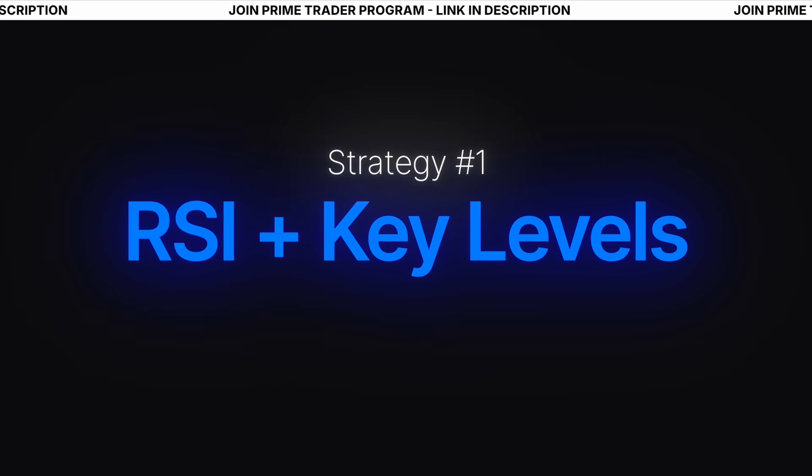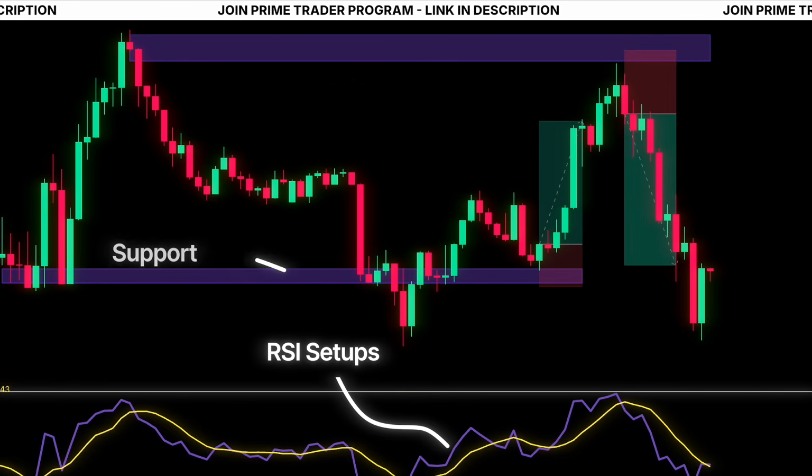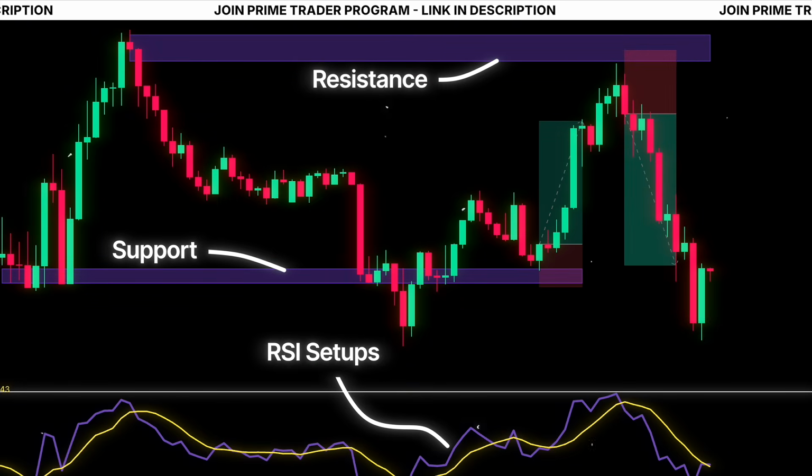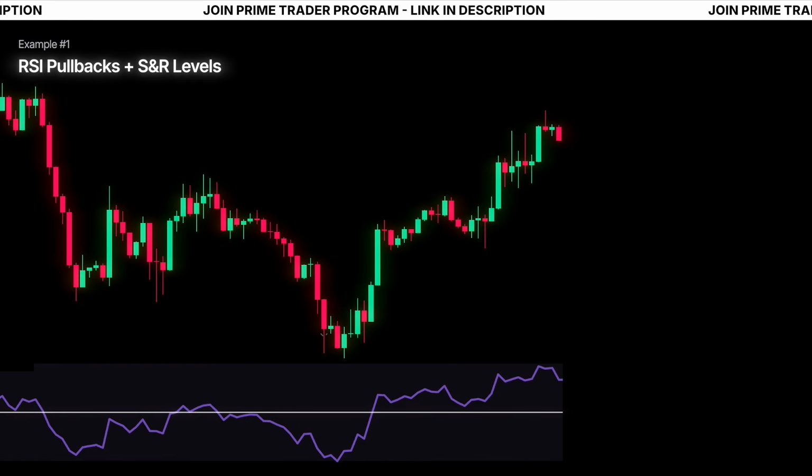Strategy number 1, RSI plus key levels. In this strategy, we are going to combine our RSI setups with the levels of support and resistance to make trade decisions. Here is an example where we combine the RSI pullbacks with support and resistance.